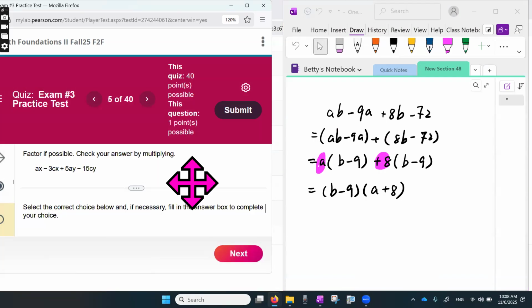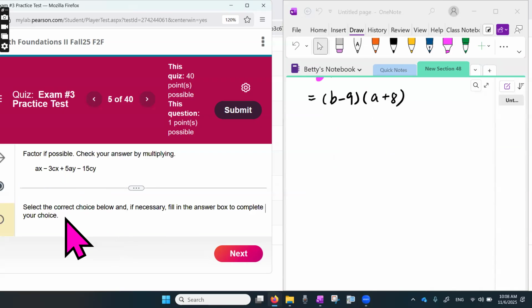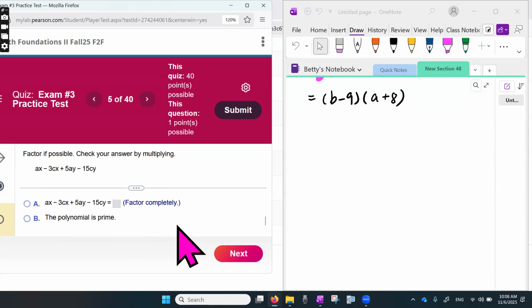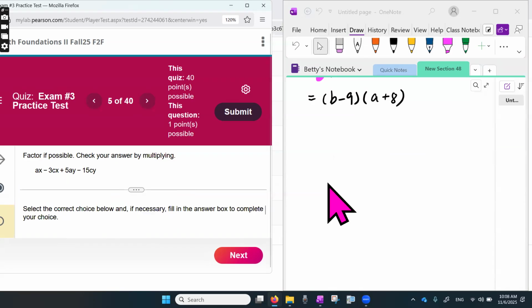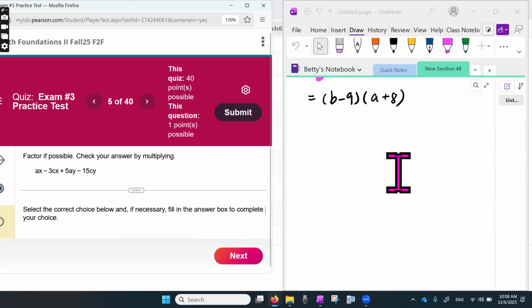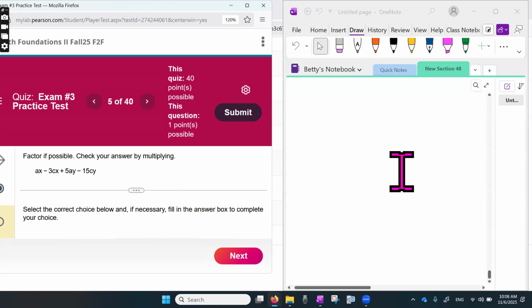Factor, if possible, check your answer by multiplying. All right, this polynomial has 4 terms, right? Select the correct choice below. So this is a multiple choice question, okay? Let's see how we factor it. Let's see if we are able to factor it. It has 4 terms.